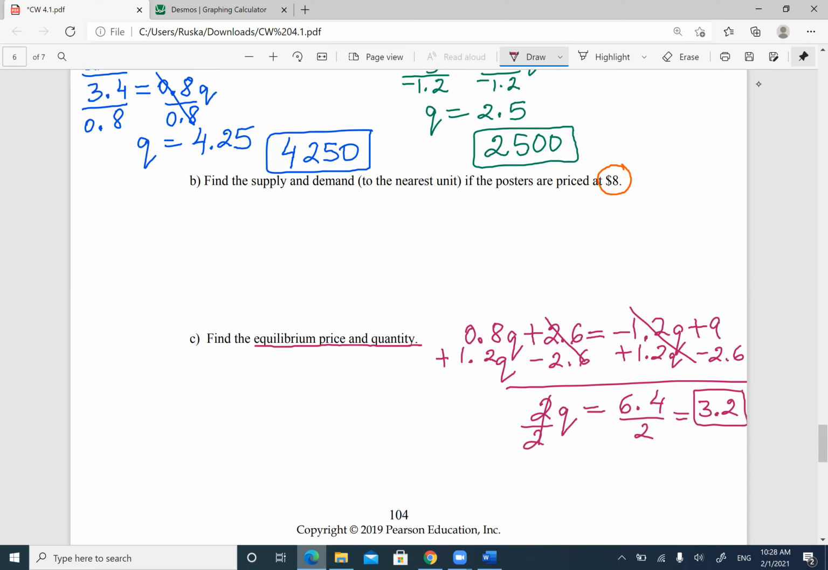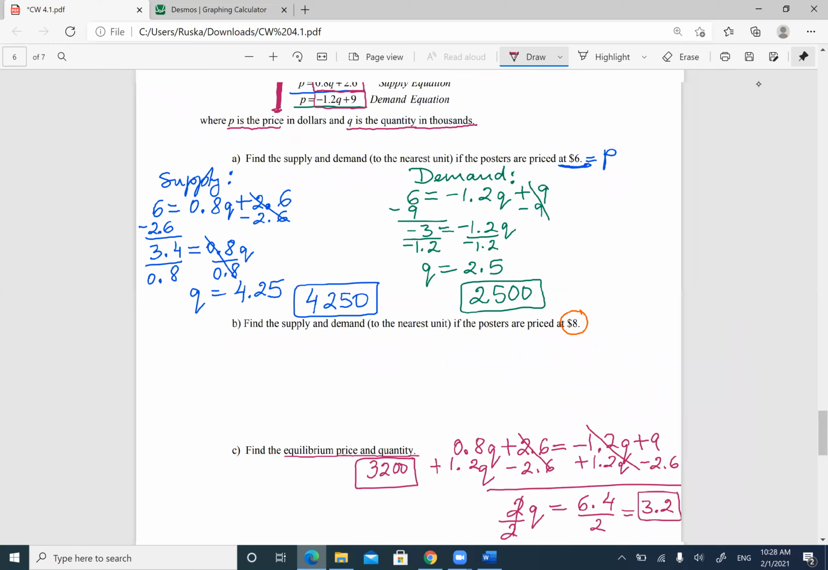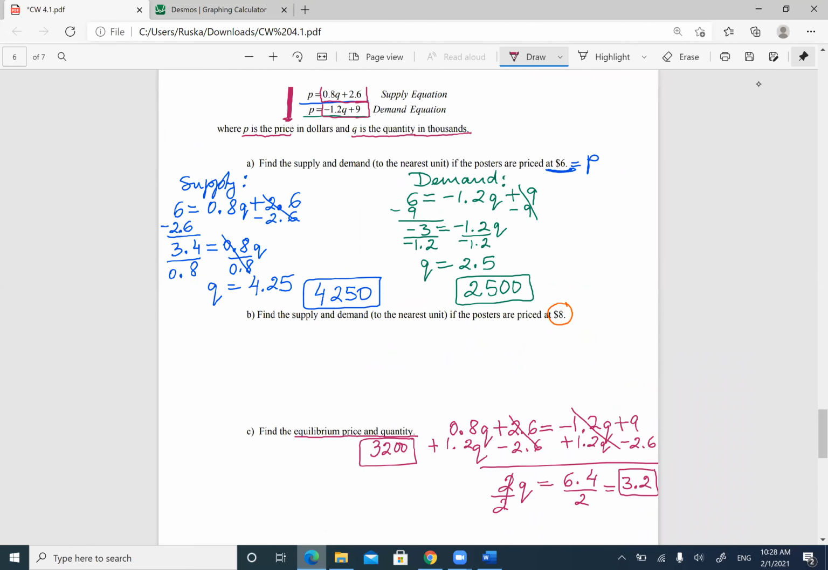So what is the quantity? The quantity is in thousands, right? So it's going to be 3,200. That's the quantity. Now, what is going to be the equilibrium price? It's going to be when you take this 3.2 for Q and plug it in one of the equations. Doesn't matter. I'm going to use the first one. I'm going to make it like this so I can see.